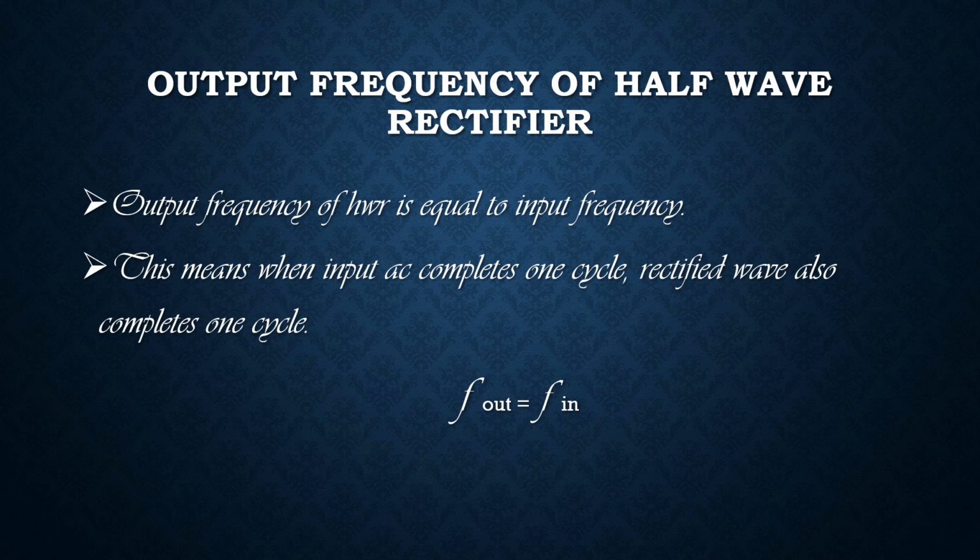Output frequency of half wave rectifier. Output frequency of half wave rectifier is equal to input frequency. This means when input AC completes one cycle, rectified wave also completes one cycle. F out equals F in.